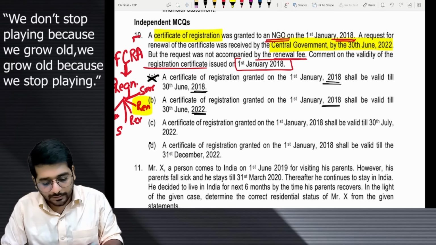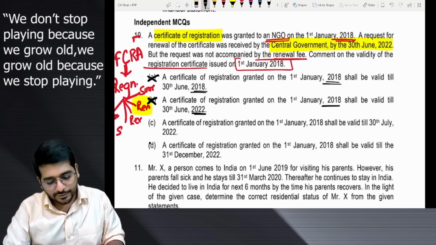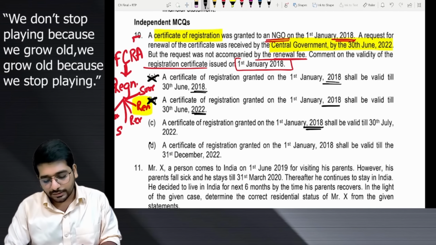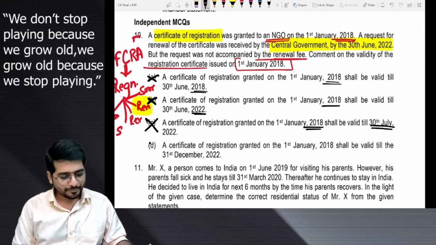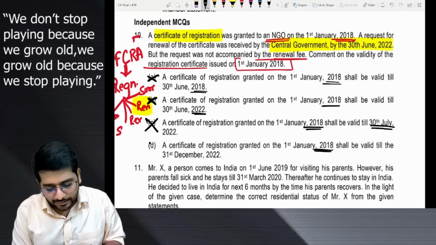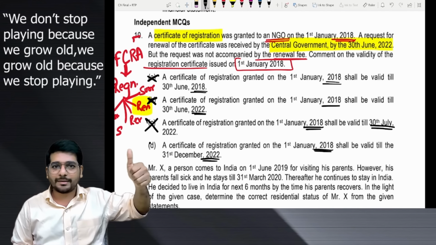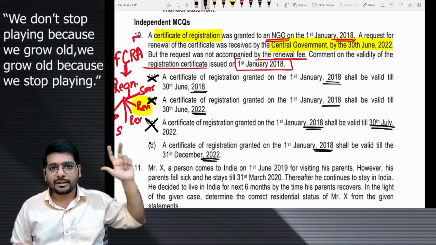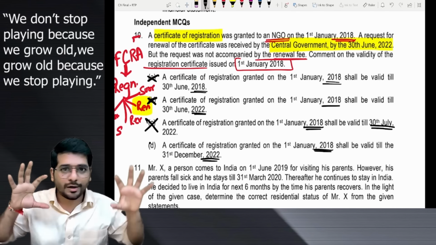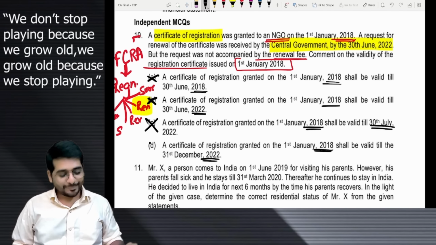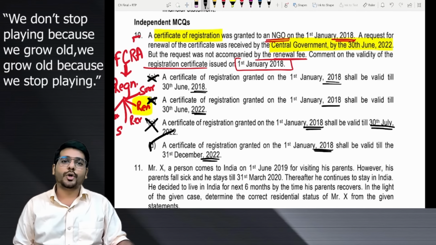Again, 5 years are not over, so this is also wrong. Registration certificate 1st January valid till 30th July. Any random date they are giving. 1st July 18 valid till 31st December 22. January to December 18, 19, 20, 21, 22. Certificate valid for 5 years. So this will be my correct option.